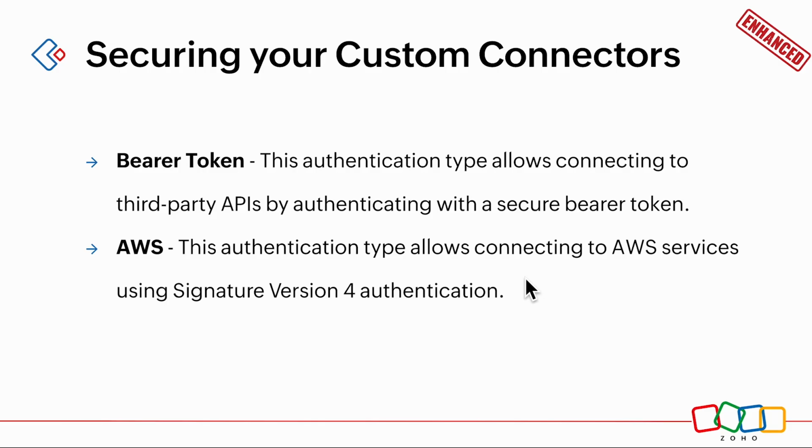Another feature enhancement we have brought to the custom connector is the AWS authentication. This allows connecting to Amazon Web Services using Signature Version 4 authentication. So what exactly is Signature Version 4 authentication? It is a bit complex in nature because it requires the IT team to maintain scripts for libraries. Whereas when we use the AWS authentication custom connectors, you don't need to worry about any external libraries or scripting. You just have to provide an access key, secret key, region, and service name. Everything will be taken care of by your custom connectors.